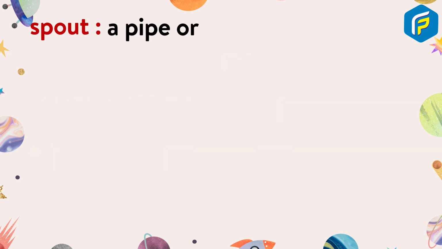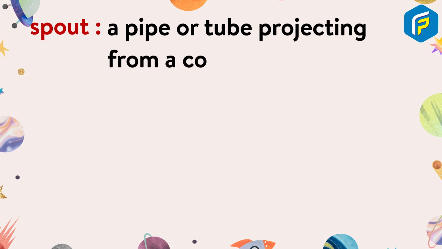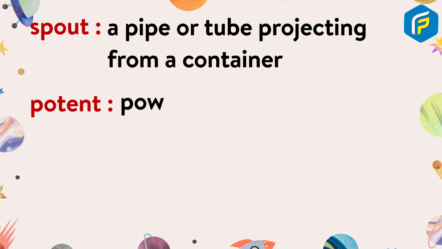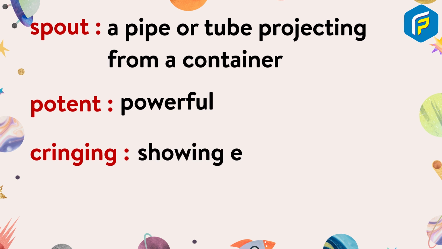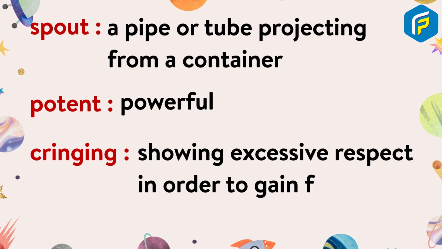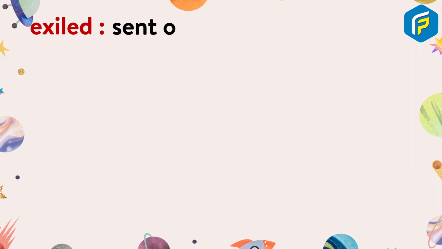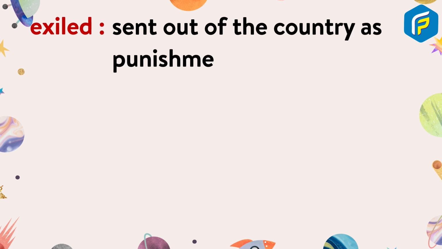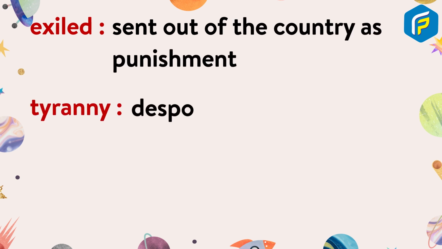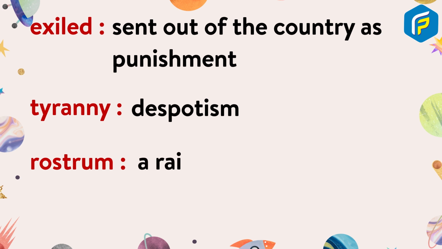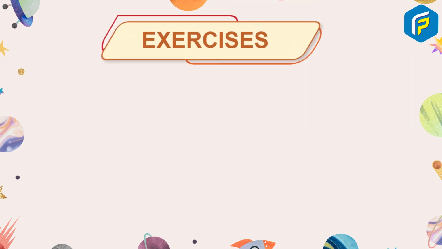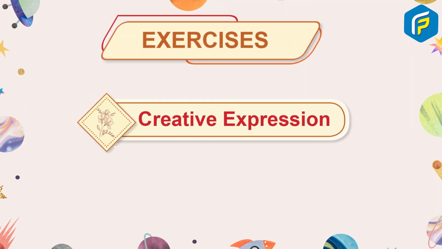Spout: a pipe or tube projecting from a container. Potent: powerful. Cringing: showing excessive respect in order to gain favor. Exiled: sent out of the country as punishment. Tyranny: despotism. Rostrum: a raised platform. Exercises, creative expression. Tell your story.